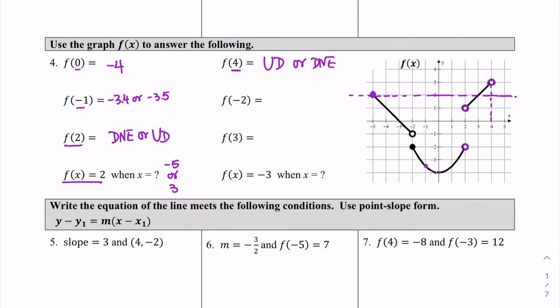f(-2). So the dot is here, so f(-2) equals -2. f(3) equals 2. f(x) equals -3. So we draw a line here. That's a y value. The intersection, one's here, one's here. So x equals 1.5 and -1.5.